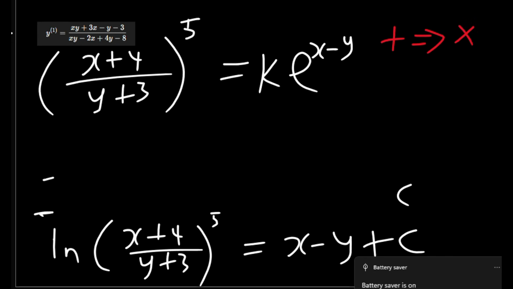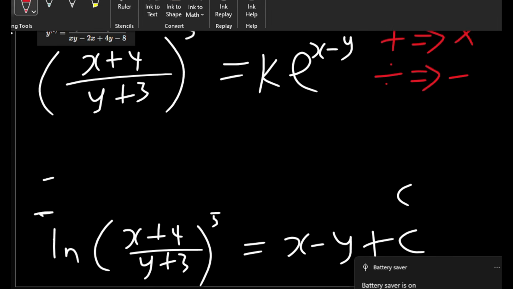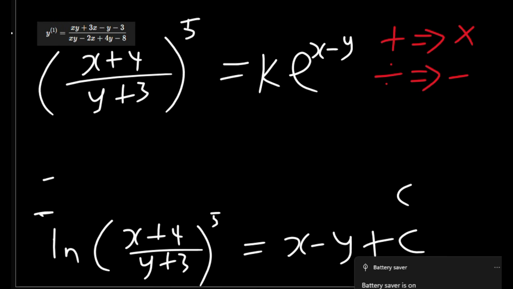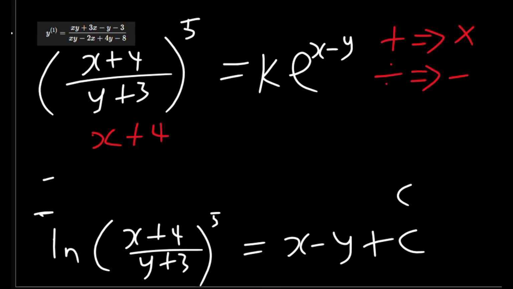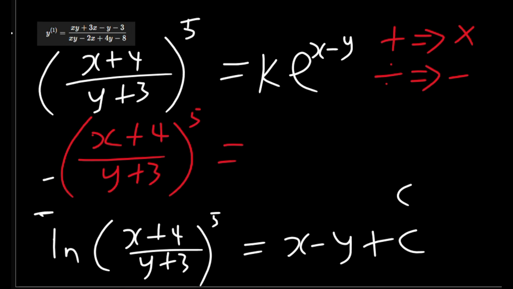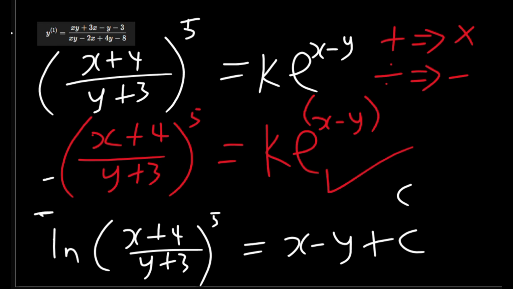So if you have addition, you multiply. If it's division, you subtract. So that is why the e to the power c became k, and then it multiplied through the right hand side of the equation. So yes, this is our final answer. Let me rewrite this: ((x plus 4) over (y plus 3)) all to the power 5 is equal to k multiplied by e to the power (x minus y). Let's close and open the bracket. So this is our final answer.